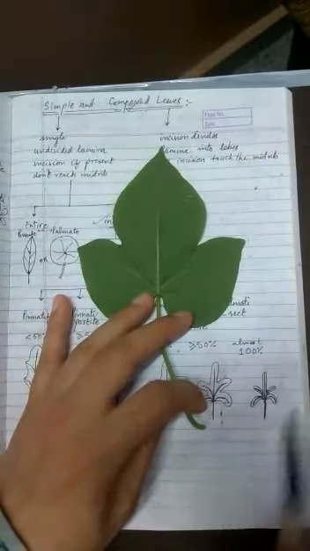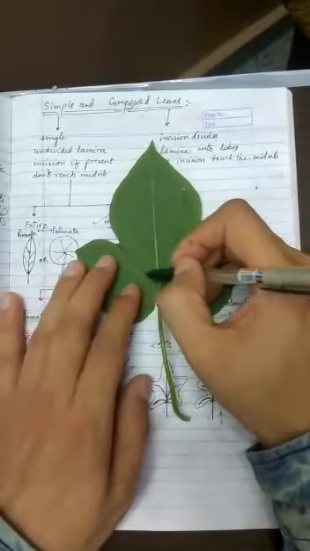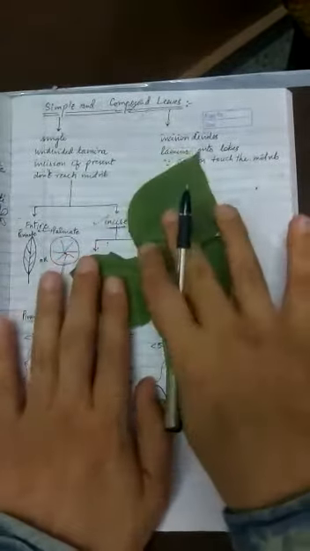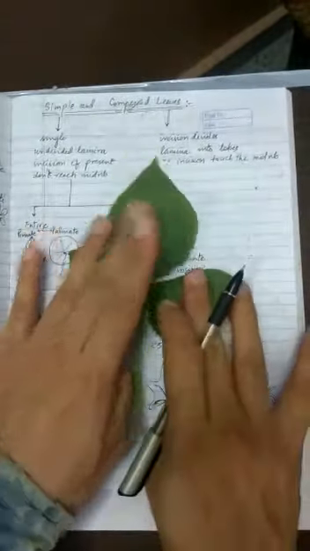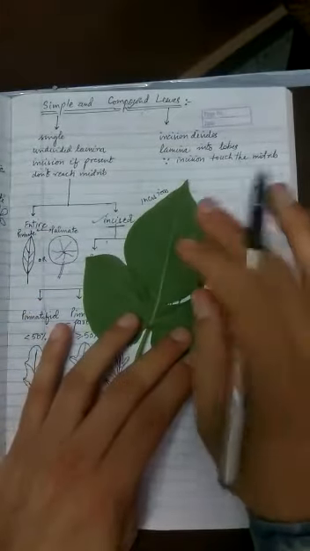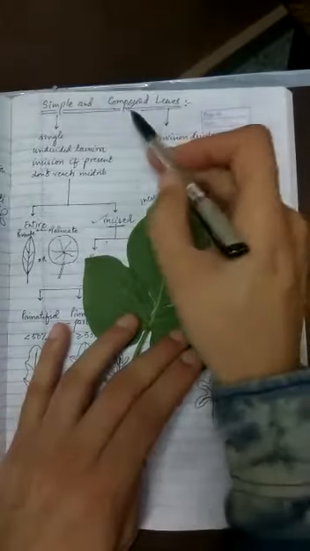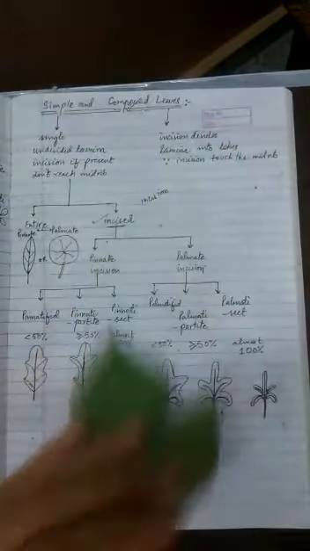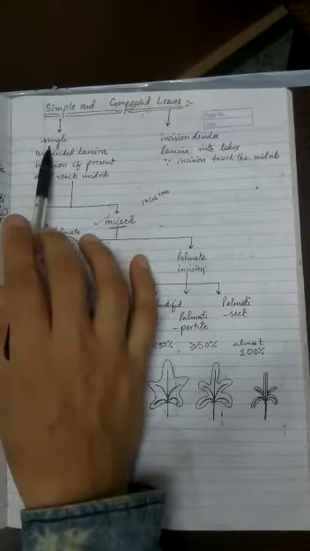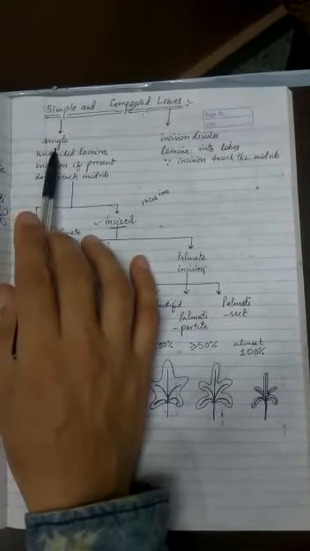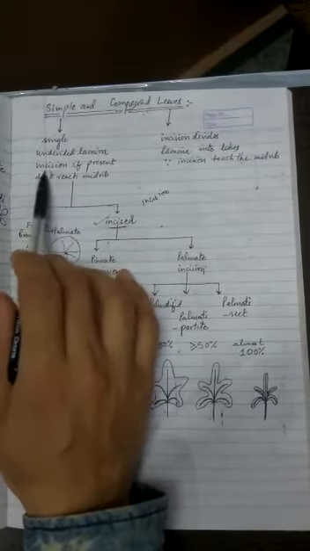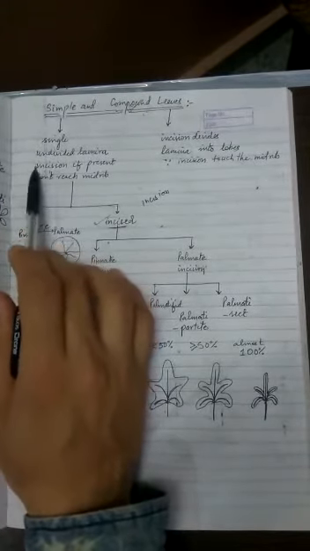This is a simple leaf, because if this cut reaches here and divides the leaf like this, then you start calling it a compound leaf. If you have seen the rose leaf closely, rose is also a compound leaf. So let's understand this point now. If a leaf is having a single lamina which is undivided, and if there is some division, why is that division there? Because incisions are present.